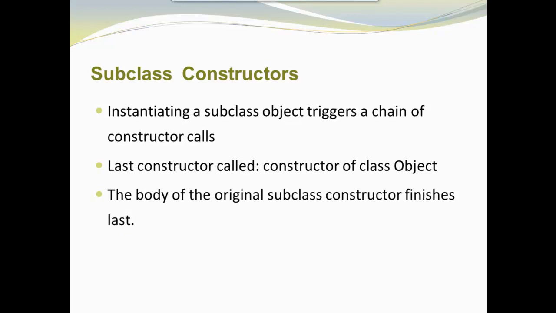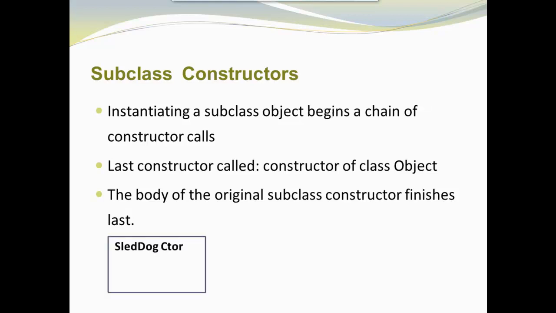Instantiating a subclass object triggers a chain of constructor calls. The last constructor called is the constructor of the class Object, the root of the inheritance hierarchy. The body of the original subclass constructor finishes last. So let's look at an example. Let's say we are calling the constructor of class LetDog. This is a class we introduced in the Inheritance Part 1 slides.